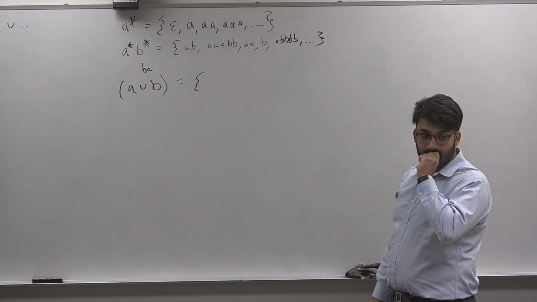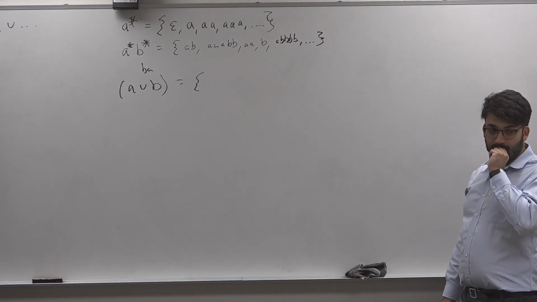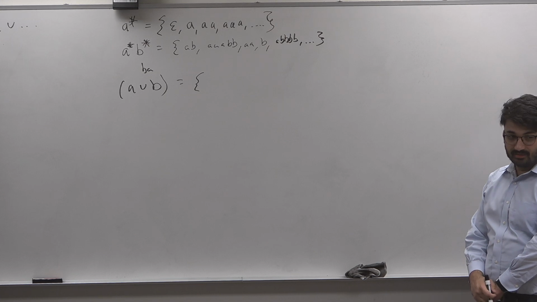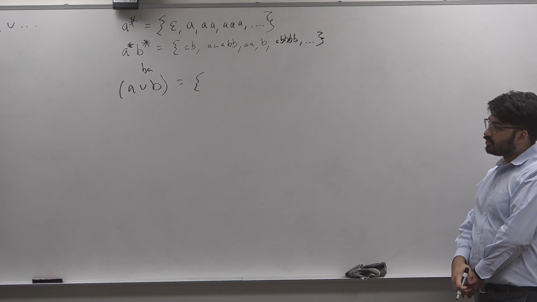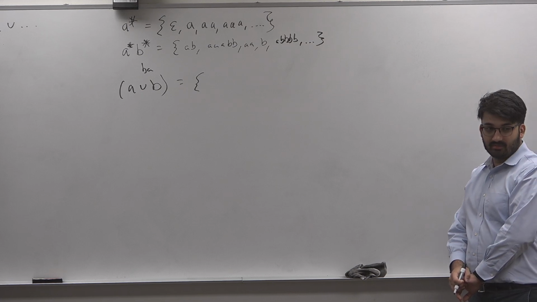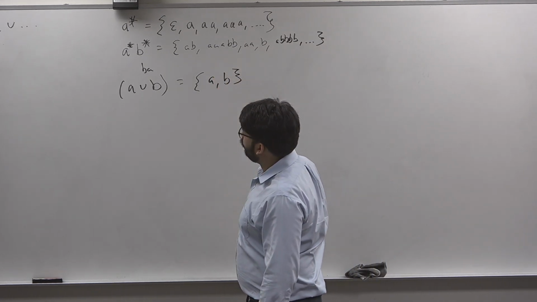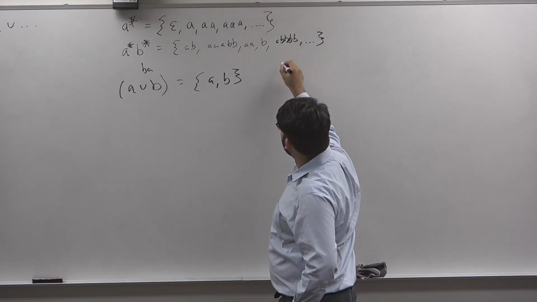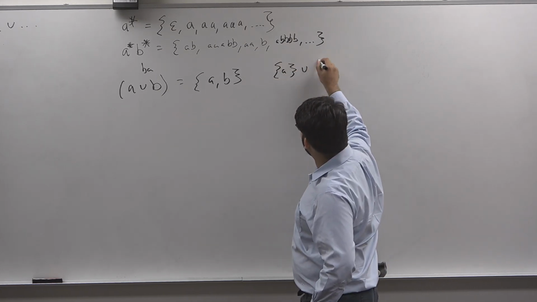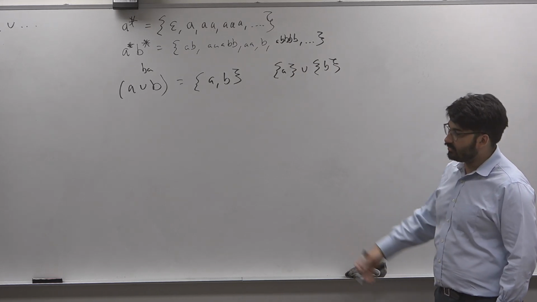All strings containing only A's, union, all strings containing only B's. It's simpler than that. Notice there's no stars. Is it just AB then? Just AB, yeah. Why? It's really the union of this, right? According to our inductive definition.